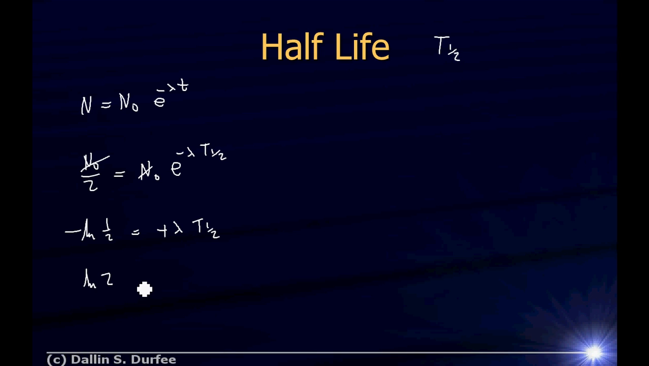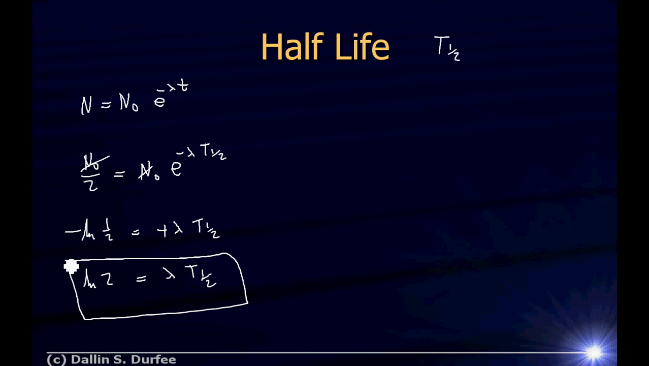So if I know the half-life, I can find the decay constant, right? If I know the decay constant, I can find the half-life, and they're just related by this natural log of 2. And of course, they're inversely related. A bigger decay constant means it decays faster, which means there's a shorter half-life. Okay.